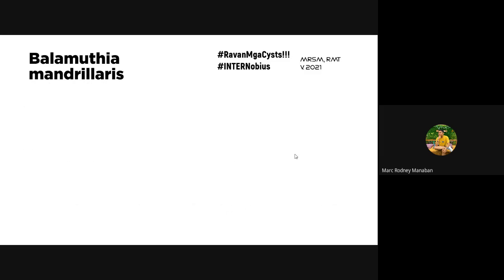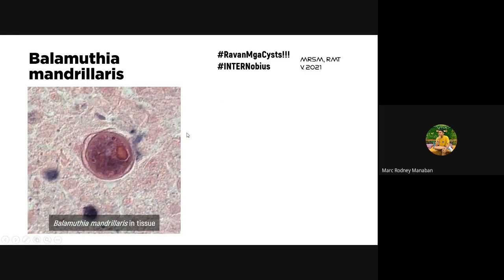So here are some pictures in tissue. As you can see, it still has an outer wrinkled cyst wall. But the inner wall is spherical this time.